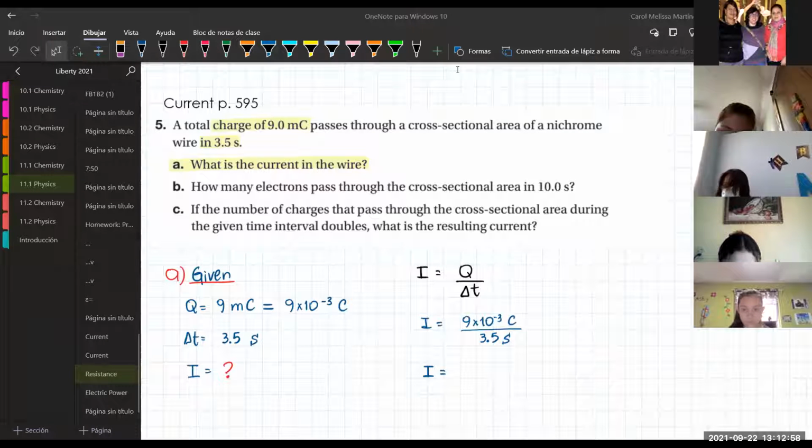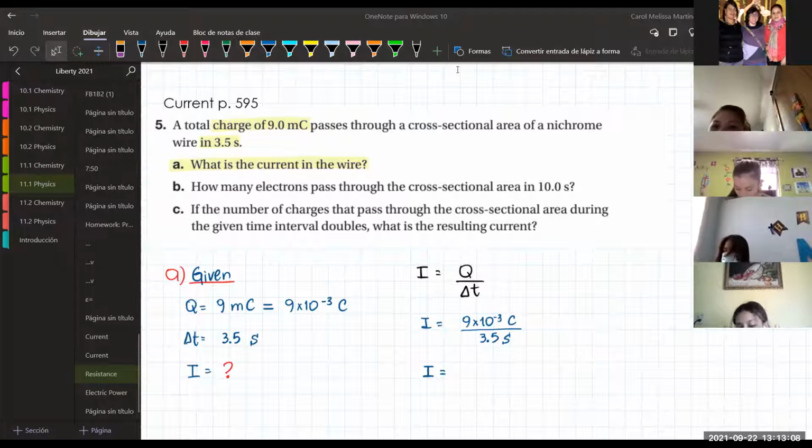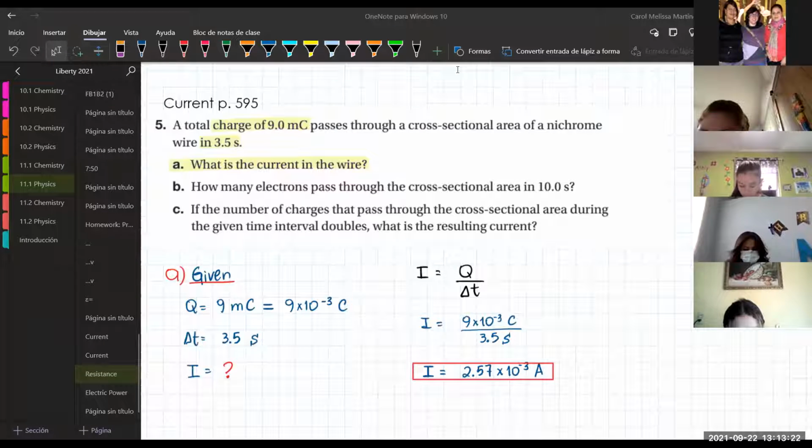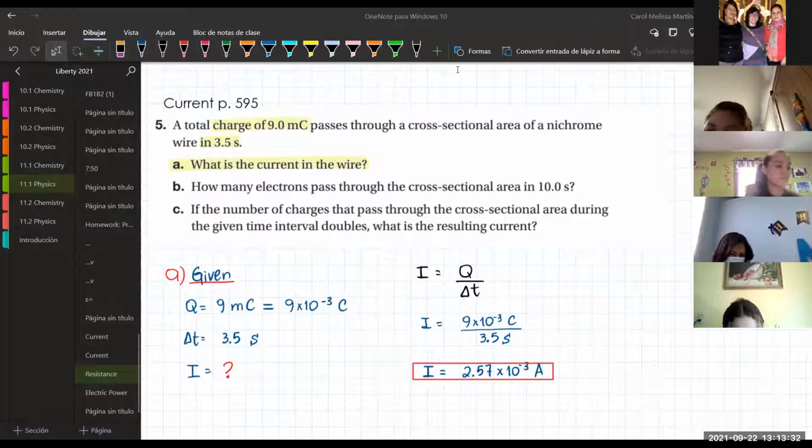How much is this current? 2.57 times 10 to the negative third power amperes. That is the first answer that we need. So, in this wire, the current that is being provided is 2.57 times 10 to the negative third power amperes.